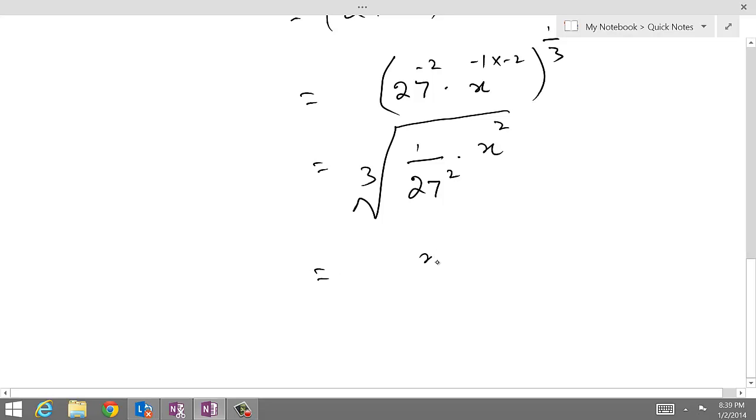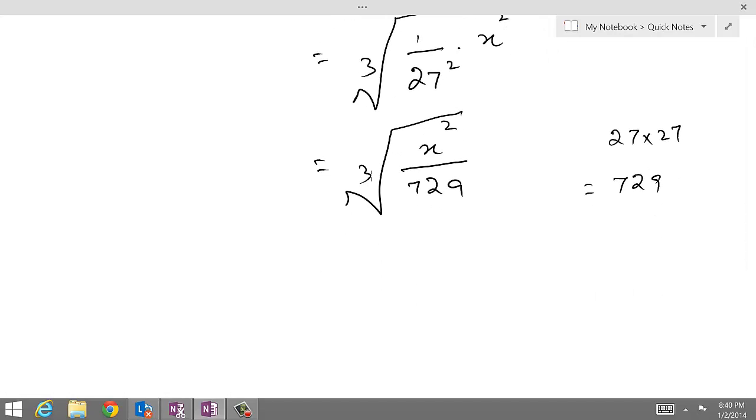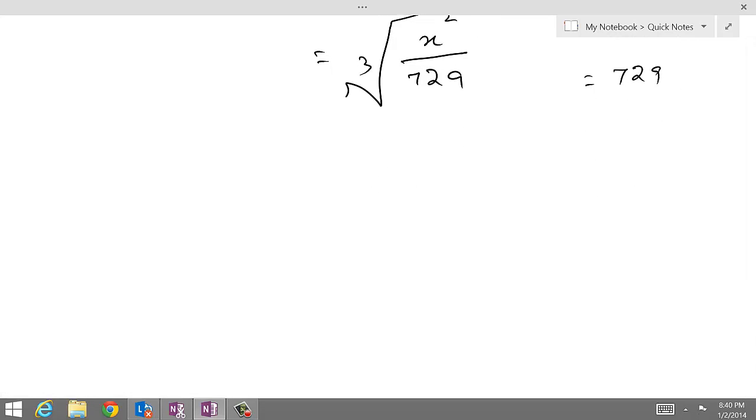Or further, we can write it x square over 729, because 27 times 27 I believe is 729, and then third root. So this is how we can write a given exponential form into radical form. And now the question is, write the following into exponential form. Now the other way around.